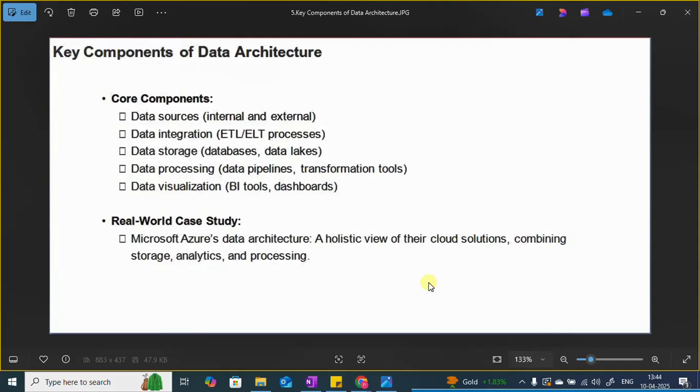Now, a real world case study: Microsoft Azure data architecture, a holistic view of their cloud solution, combining storage, analytics, and processing.